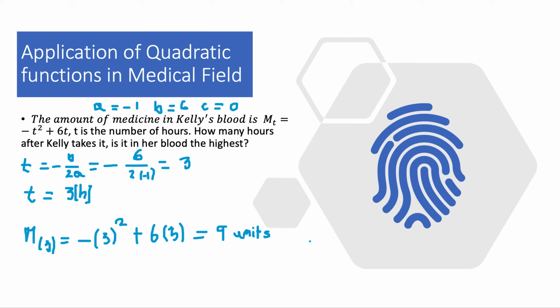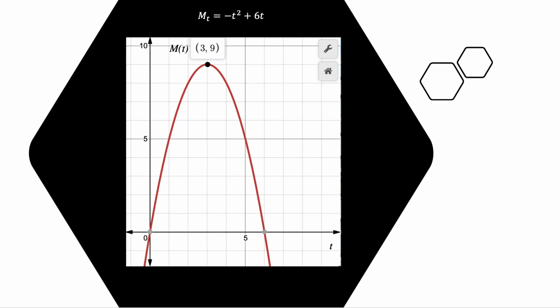But if we want to see this function graphically and verify all the results, we can plug this function into a graphing calculator, and we get this here. This is the axis of symmetry, right here in the middle. So t is 3, because t is equal to 3. After 3 hours it is going to reach the maximum of 9 units of the medicine in Kelly's blood.